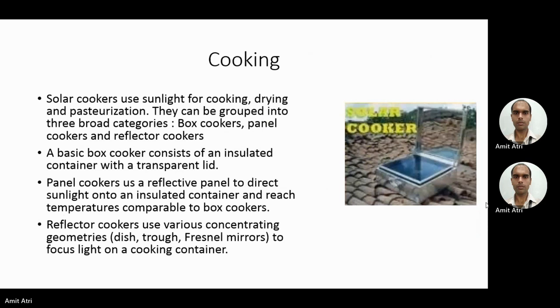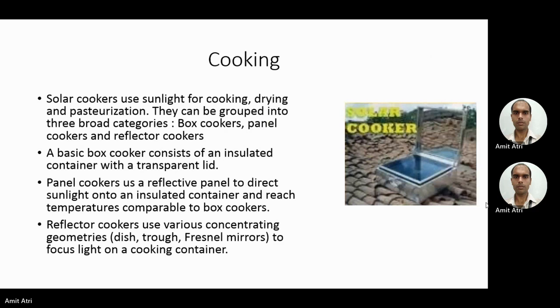Next application, cooking. Even in households, we can use this type of application of solar cooking. Solar cookers use sunlight for cooking, drying, pasteurization. They can be grouped into three broad categories: box cooker, panel cooker, and reflector cooker. The box cooker consists of an insulated container with a transparent lid, similar to the glass effect. And panel cookers use a reflective panel to direct sunlight onto an insulated container and reach temperatures comparable to the box cooker.